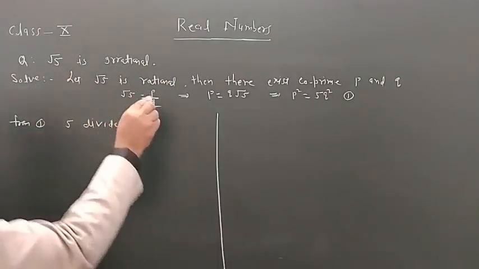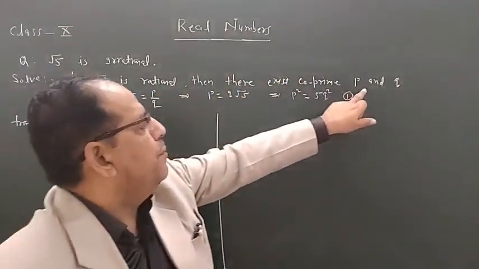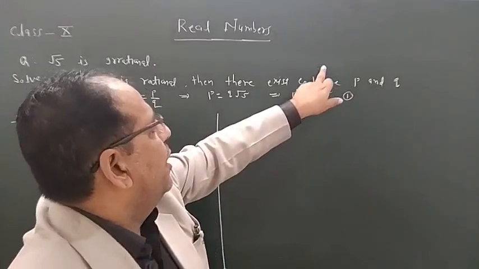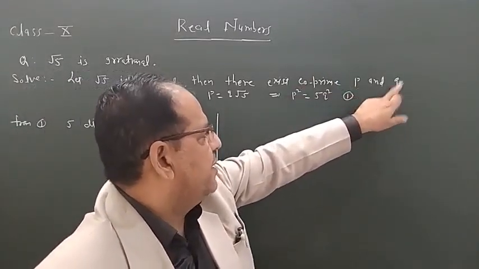Square root of 5 is rational. Then if root 5 is rational, there exist co-prime P and Q. Co-prime means having only 1 as a common factor.